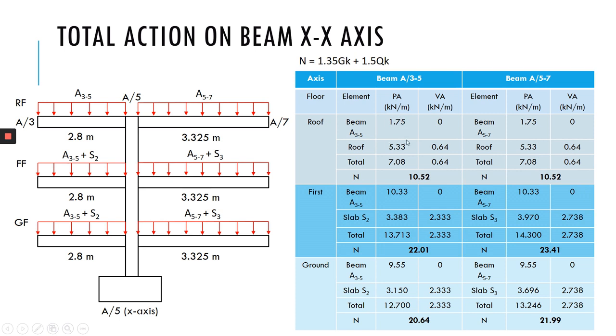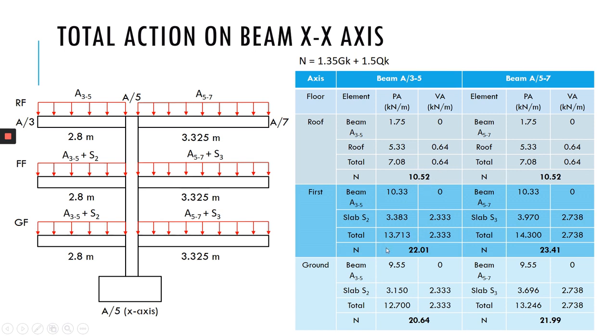So the value here that you get, you total up the value here for the permanent action and also variable action, for all the beam, and then you times up with the factor 1.35 Gk, which is 1.35 Gk times 7.08 plus 1.5 times 0.65, you will get 10.52.